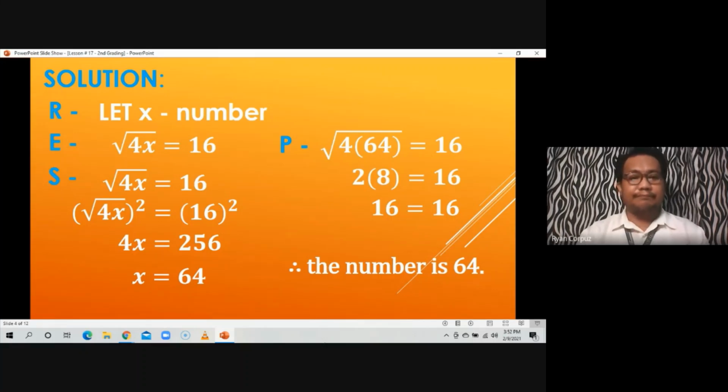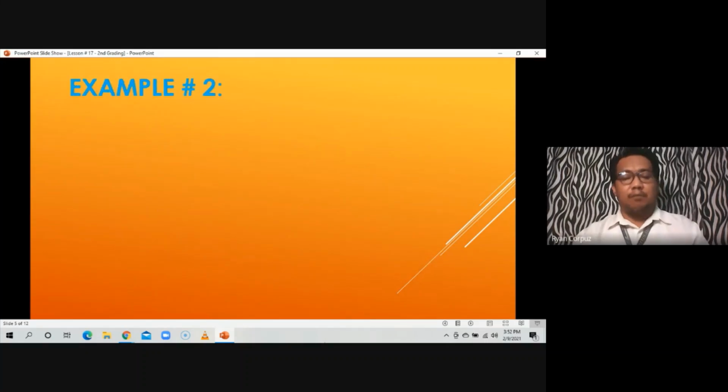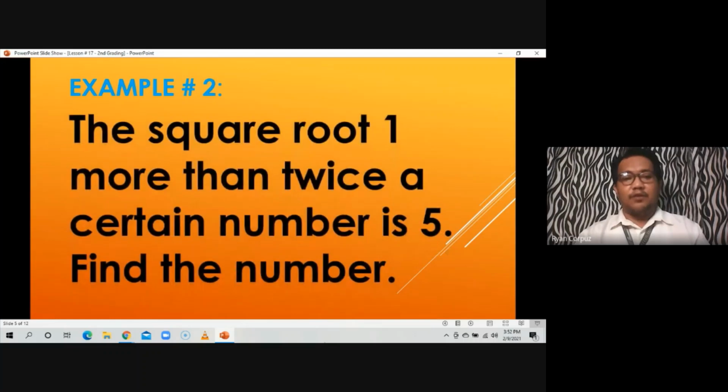Any question? If none, let's proceed on answering number 2. So let's have example number 2. Again, let me first read the problem. Example number 2: the square root of 1 more than twice a certain number is 5. Find the number. So still we are looking for the number here that will satisfy the condition in the problem. Ang condition natin, the square root of 1 more than twice a certain number is 5.